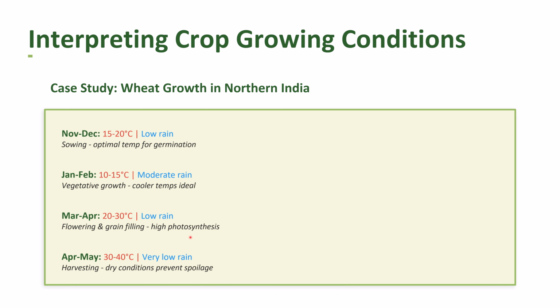This is the perfect Goldilocks zone for high photosynthesis, allowing the plant to create the glucose needed to fill the wheat grains. April to May. Finally, as the temperature hits 30 to 40 degrees centigrade and there is very low rain, the conditions become very dry. This is perfect for harvesting because dry conditions prevent the grain from spoiling or rotting before it is collected. This case study shows that successful farming is all about timing photosynthesis to match the natural cycle of the climate.